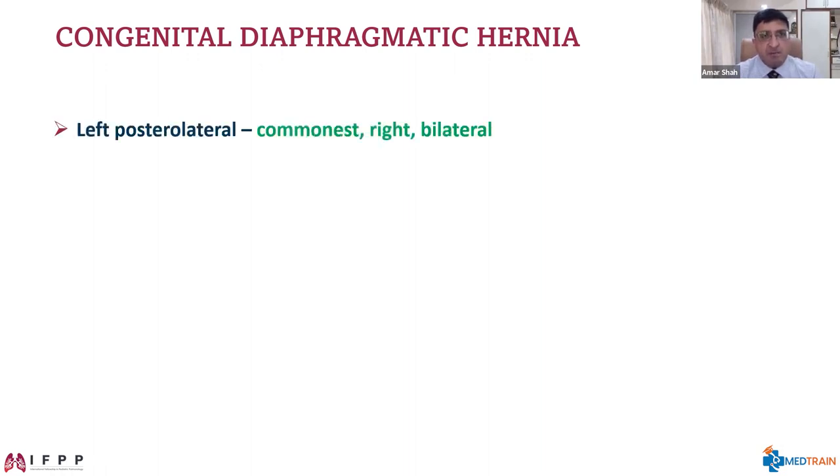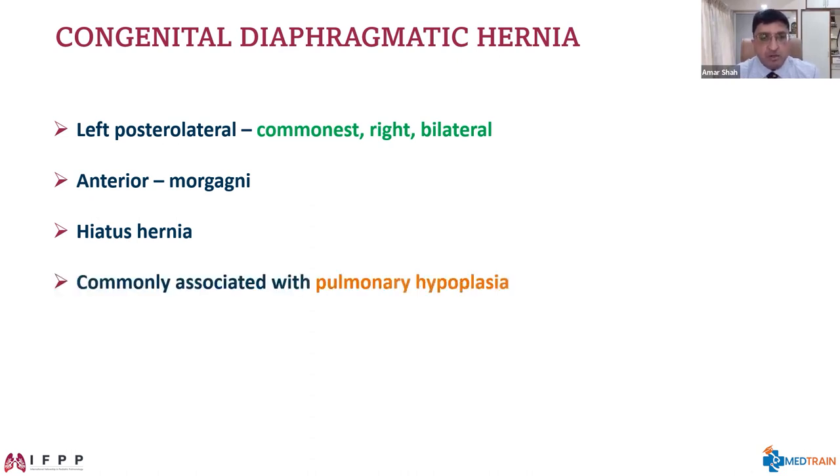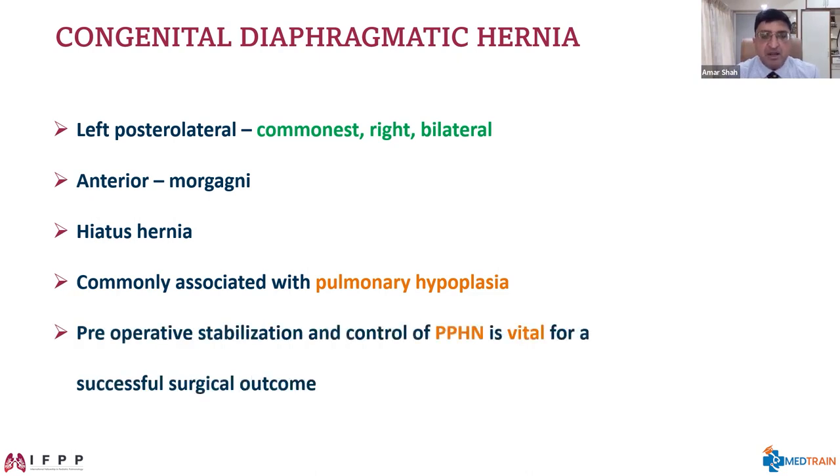So congenital diaphragmatic hernia can be of 3 types. The left posterolateral, which is the commonest. However, it may be seen on the right and bilateral. The anterior type, which is called Morgagni, and hiatus hernia. Now, congenital diaphragmatic hernia is commonly associated with pulmonary hypoplasia. Preoperative stabilization and control of persistent pulmonary hypertension is vital for a successful surgical outcome.